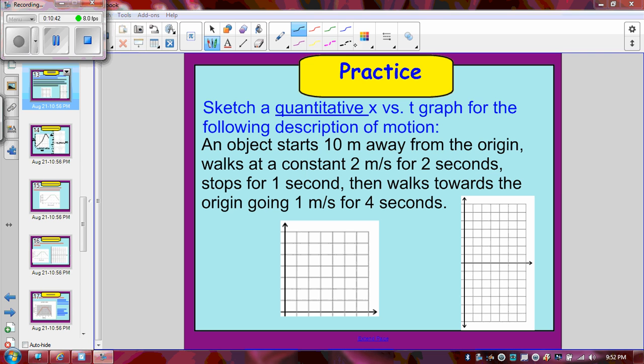All right, that might seem like a lot of information, and for the first time it probably is, but let's go ahead and break it down. First of all, it wants us to sketch a quantitative, meaning numbers are going to be important here.